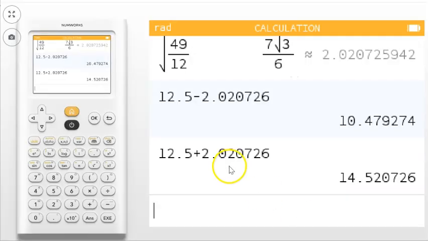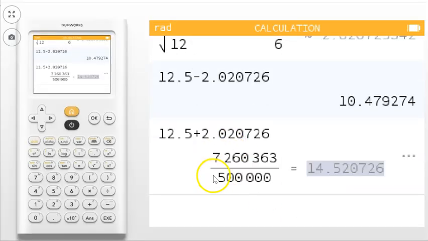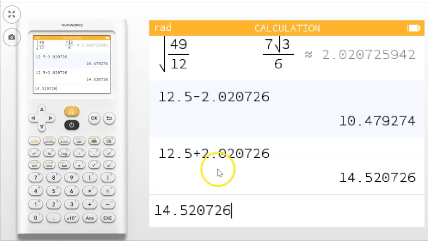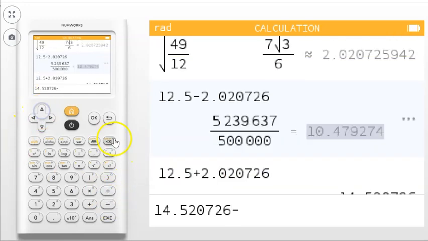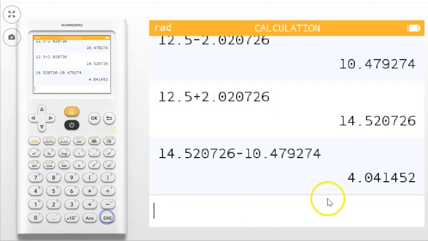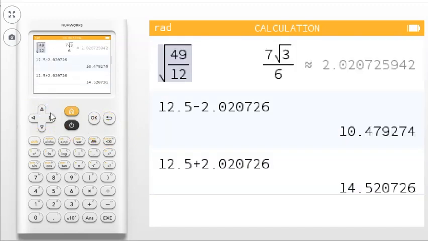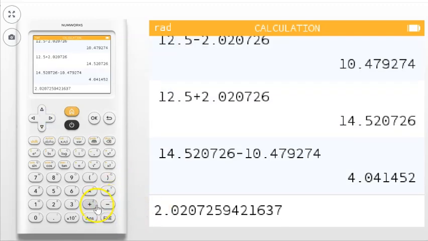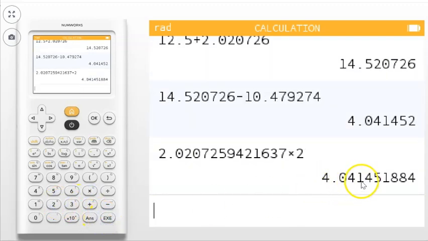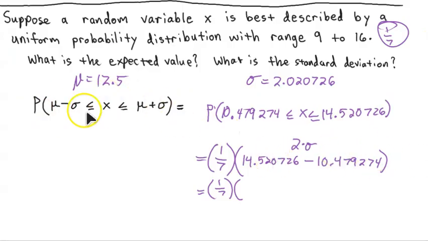So this is 2 times the standard deviation. I'm going to go into the calculator and grab this number and subtract, go up and grab this number, execute, and it's 4.041452. Well, watch this. I'm going to go up and grab the standard deviation here, and multiply it by 2. I'm just going to double it. And look, 4.041452.